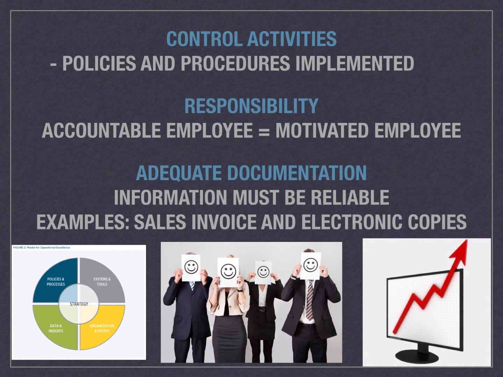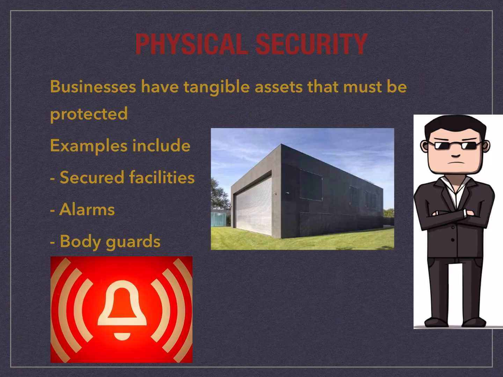Control activities follow on from risk assessment as they are the policies and procedures that the business implements. By holding an employee accountable for a specific task, management knows who is responsible if it is not completed to satisfaction. Employees are then motivated to perform the tasks well, and the risk is significantly reduced. Information recorded from a business must be reliable and consistent for it to be useful. By using documents such as sales invoices and electronic copies of company records, internal control is increased.